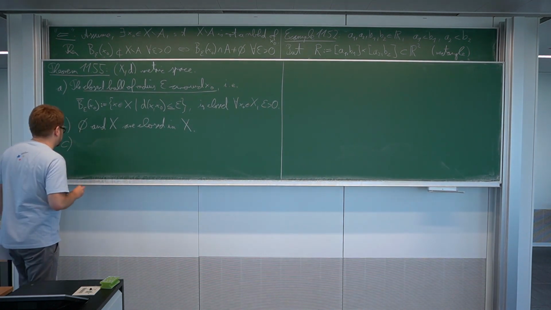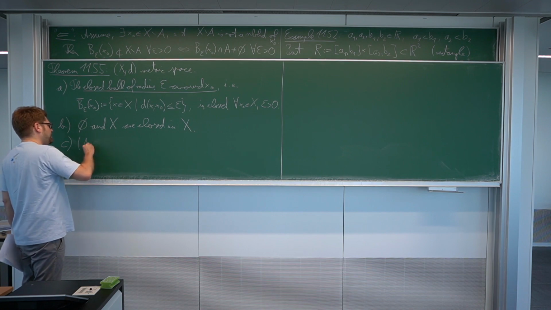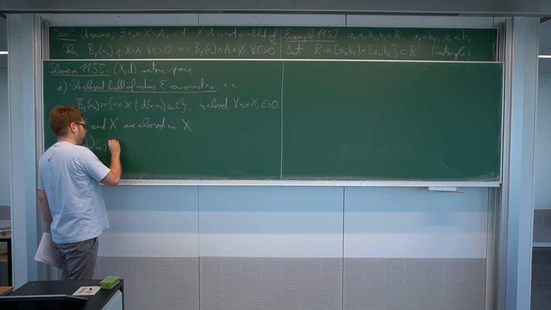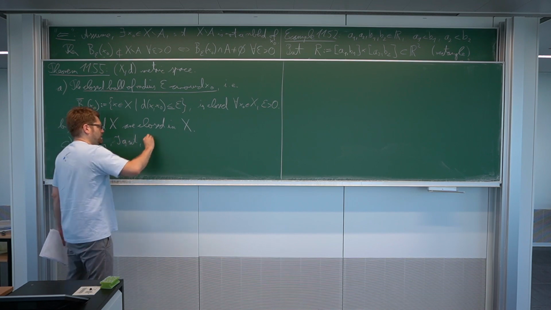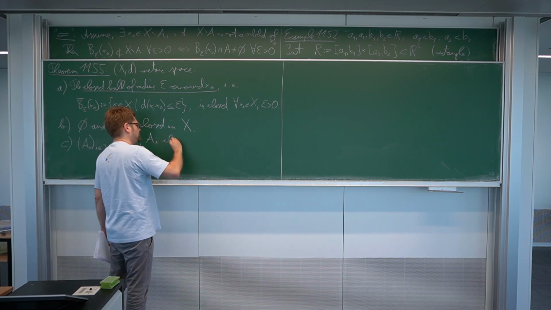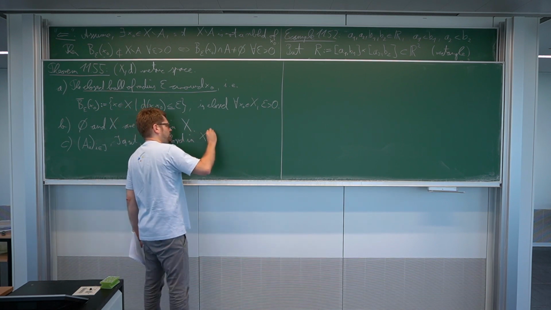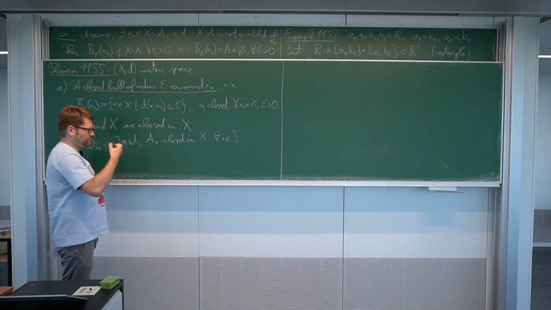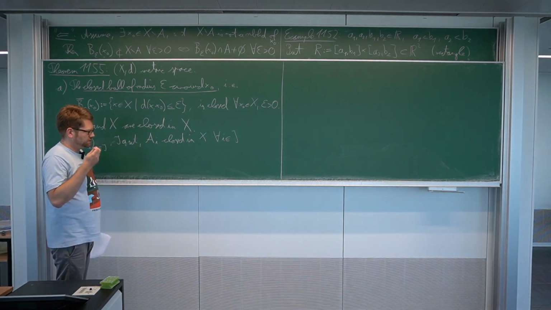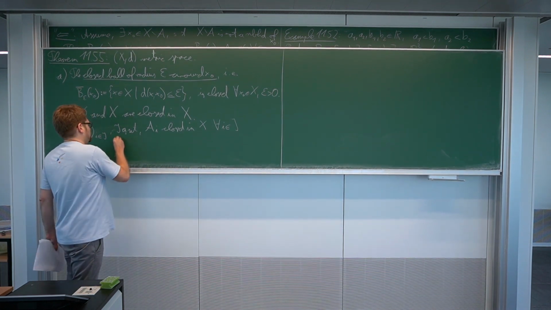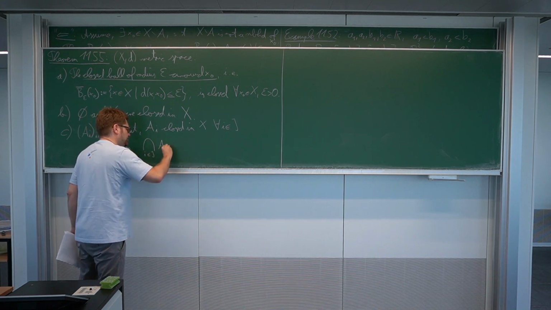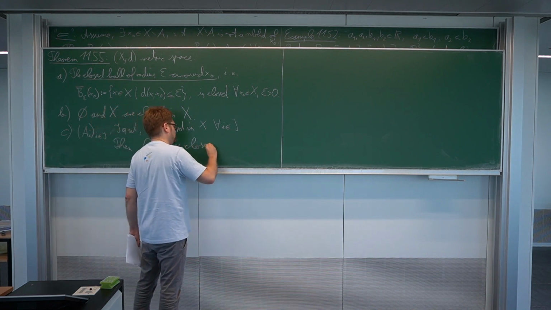Now, same for families. If A_i, i in I, is a family, where I is just some index set, where A_i is closed in X for all i. So we have this family of closed subsets. For the open sets, we knew that arbitrary unions of open sets are open again. Here it's the other way around, namely the intersection of arbitrarily many closed sets is again closed.